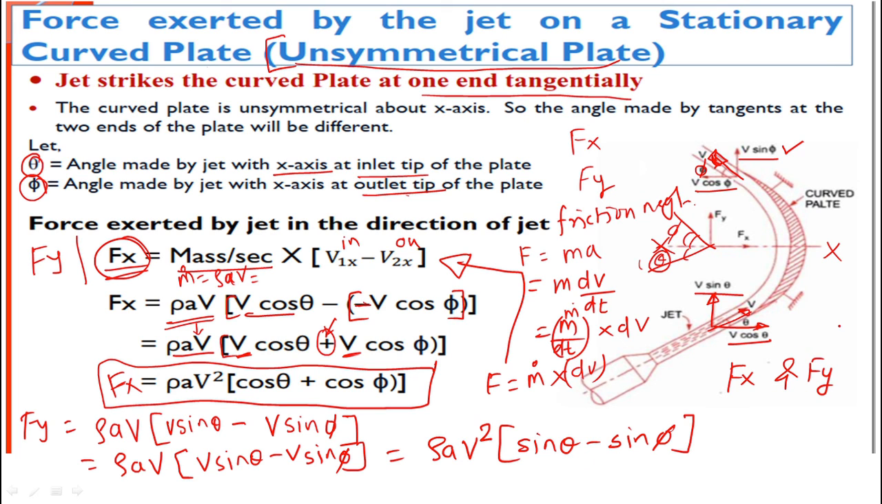Here the plate is fixed, or stationary, that's why the work done on the plate would be 0. That's how we derive the force applied on the stationary unsymmetrical plate when the jet strikes at one end tangentially. In this case the work done will be 0 because the plate is stationary.